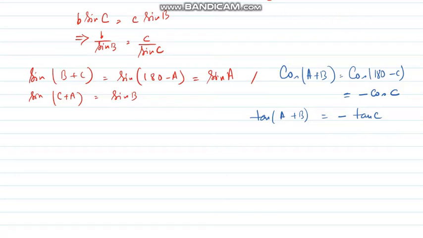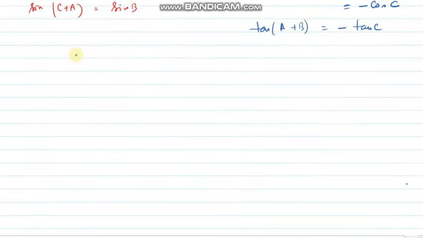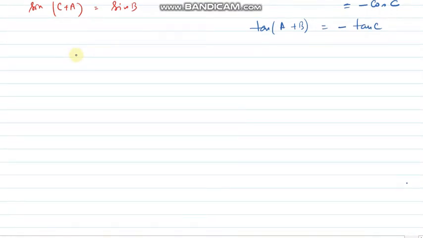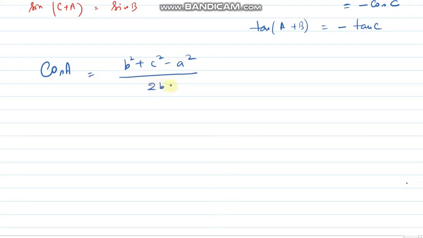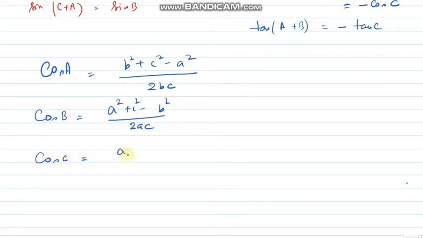Now if I proceed to the cosine formula, we have three cosine formulas. The first is cos A equals b square plus c square minus a square divided by 2bc. Just check the pattern. Similarly, cos B is a square plus c square minus b square divided by 2ac, and cos C equals a square plus b square minus c square divided by 2ab.